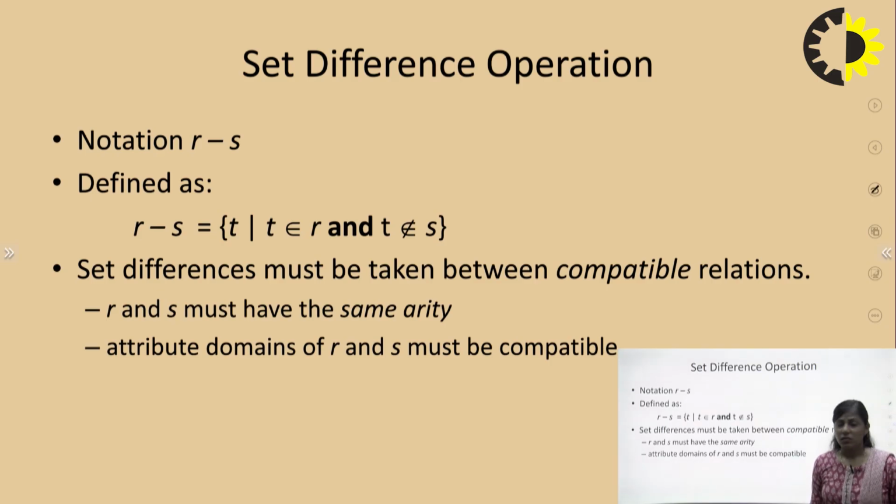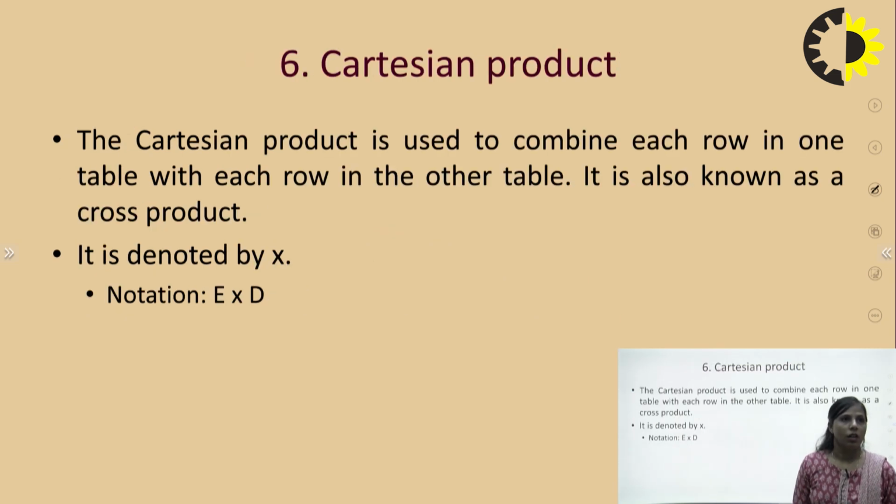Now, this is the notation part. The attribute domains of R and S must be compatible. This is the condition. Now, talking about the Cartesian product. Cartesian product is used to combine each row in one table with each row in the other table. It means it will combine all the values, all the possible combinations. So this is how the Cartesian product works.